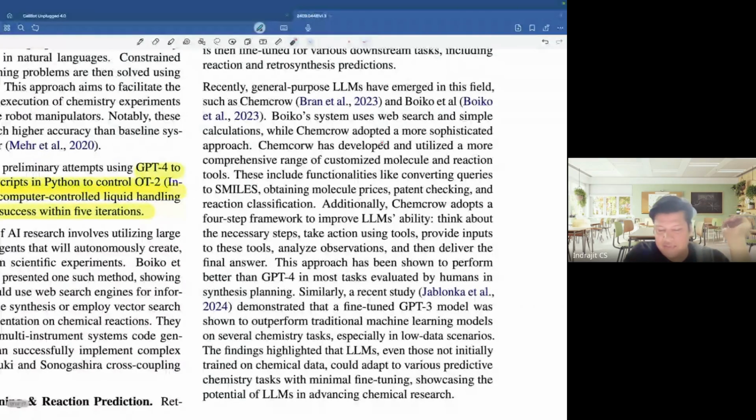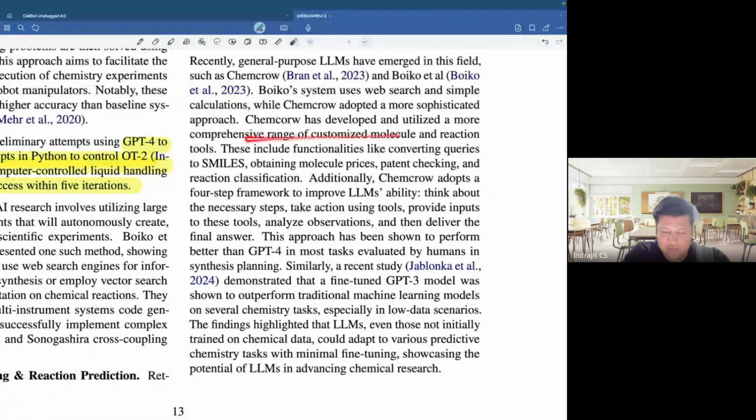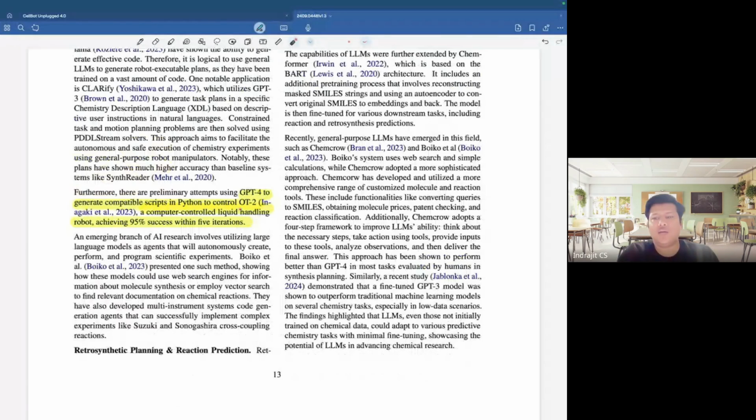Okay, and there are some general purpose LLMs that emerged in the field, such as ChemCrow and Boiko. The Boiko system uses web search and simple calculations, while ChemCrow adopted a more sophisticated approach. ChemCrow is developed with, I would say, a comprehensive range of customized molecule and reaction tools. That gives ChemCrow a better advantage than any other model that is available today. ChemCrow and ChemGPT, ChemFormer are some of the recent models, and ChemCrow is much more recent than the previous ones that I've given examples of, which is basically helping to find chemical reactions. So I would suggest for chemical reactions, you can check this ChemCrow paper. It's a very useful tool for chemistry reactions.